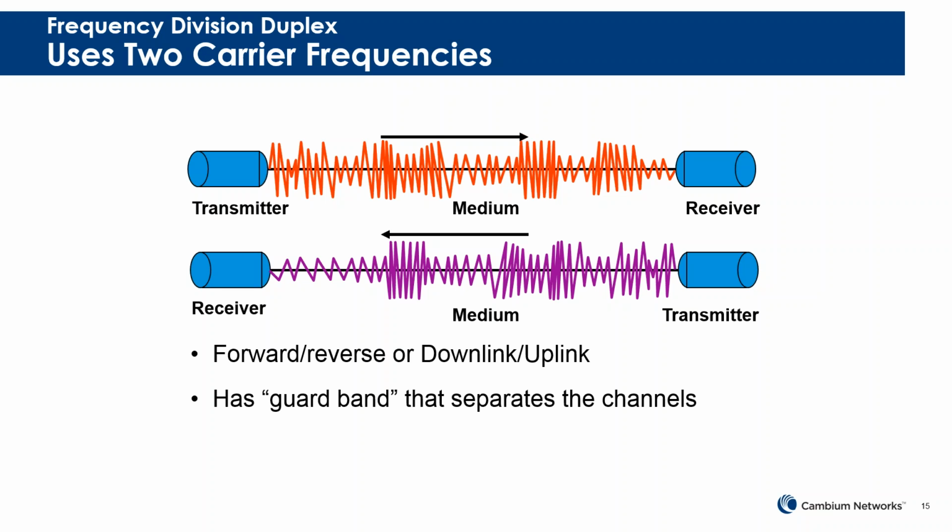Oh, hey, quick question here. Can we still use the same antenna for two different frequencies? So in a frequency division duplex scenario, can you use the same antenna?